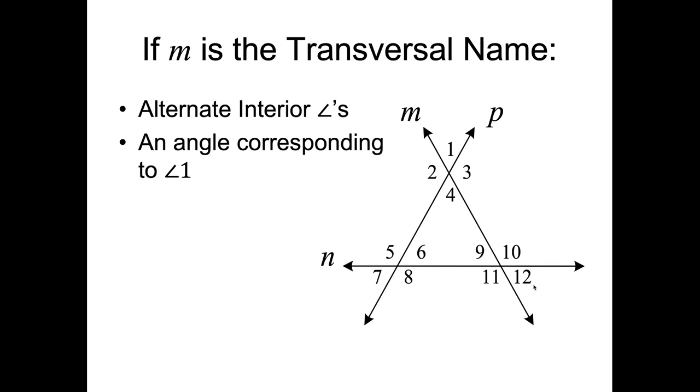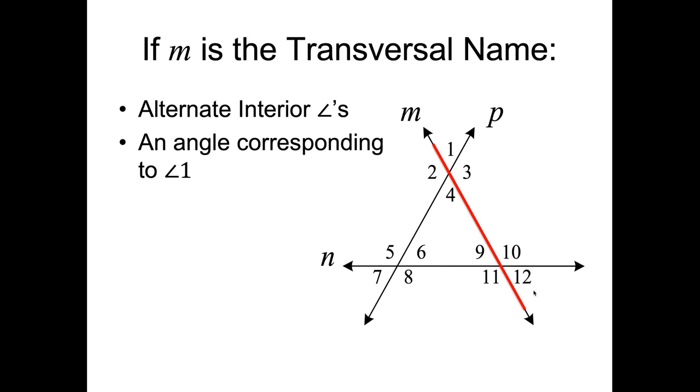Okay, so here is a complicated picture. It's that same line M, N, and P that I showed you before when we talked about it. And remember, any one of them could be considered a transversal. So if we say M is the transversal, then I want you to name a pair of alternate interior angles. Actually, can you name 2 pairs of alternate interior angles? And then can you name an angle that is corresponding to angle 1?